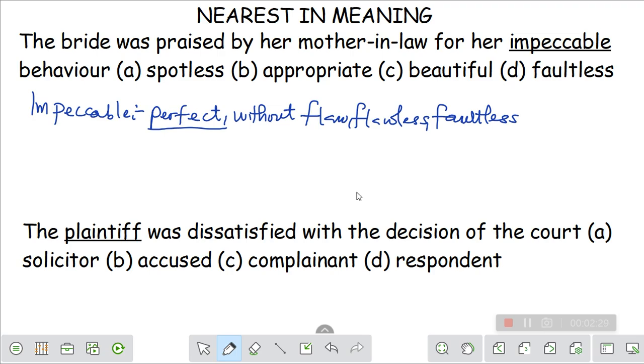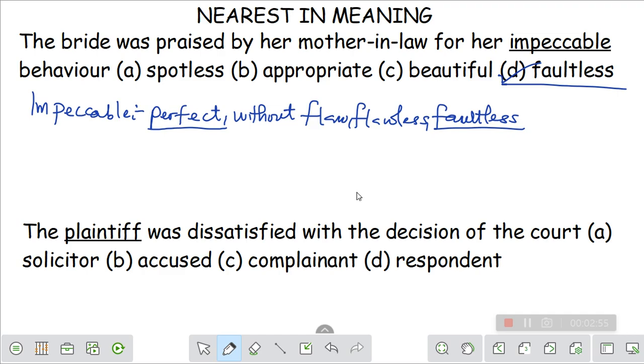So the answer is between spotless and faultless. Ideally, spotless talks about stain, but the question is talking about perfection. So our answer will be faultless, because faultless has to do with perfection. You can see even in the meaning that I gave you, something that is without error is impeccable.